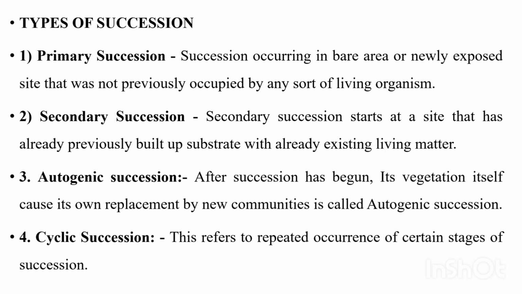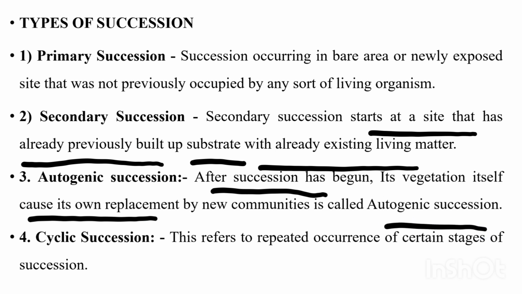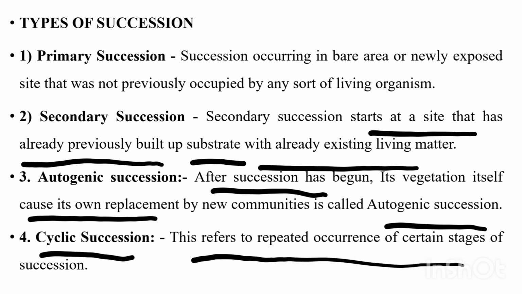Succession occurring in a bare area, a newly exposed area that was not previously occupied by any living organism, is called primary succession. It is the starting of any succession on bare land. Secondary succession starts at a site that already has a previously built up substrate with existing living matter. Then autogenic succession: after succession has begun, its vegetation itself causes its own replacement by a new community. Then cyclic succession refers to the repeated occurrence of certain stages of succession.